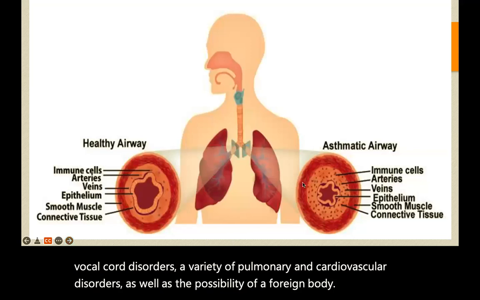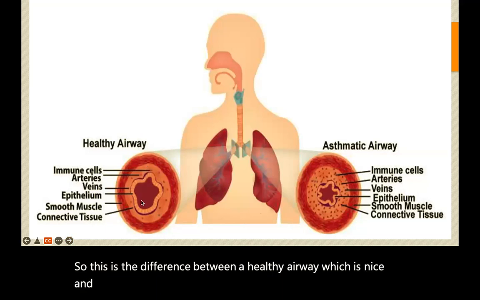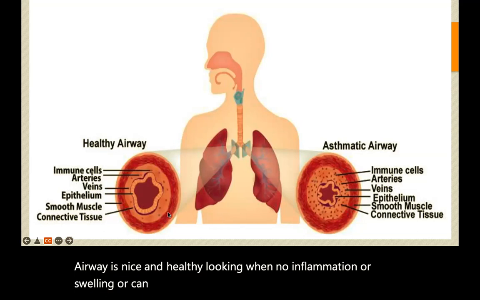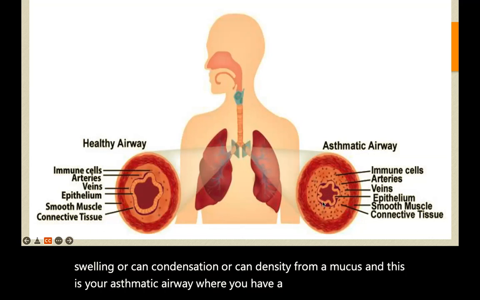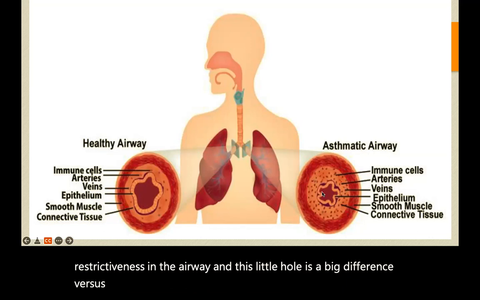So this is the difference between a healthy airway, which is nice and open, and the airway is nice and healthy looking with no inflammation or swelling or condensation from mucus. And this is your asthmatic airway, where you have a lot of thickness and restrictiveness in the airway. And this little hole is a big difference versus this airway in terms of allowing airflow.